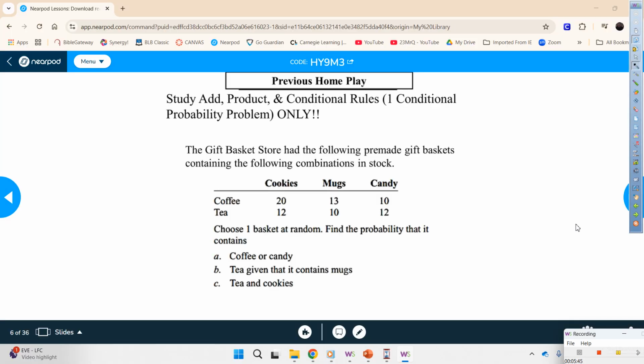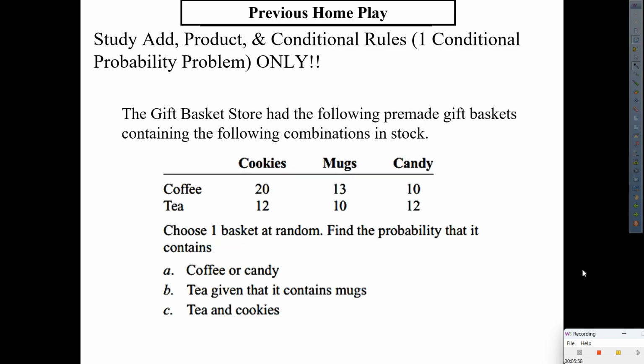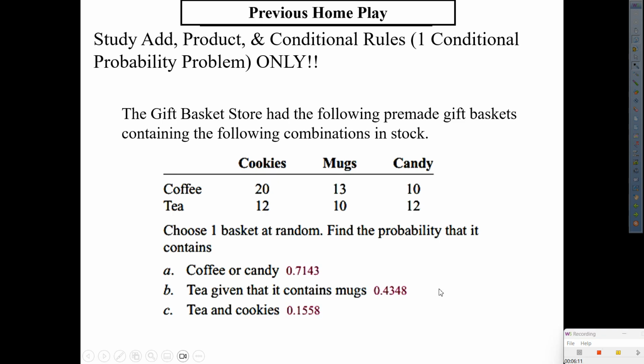Last night's home play is that one. Show your neighbor what you got for A, B, and C. Some of you got fractions, some of you got decimals. I just wrote the answers as decimals. Here are the answers to that. If you have fractions, divide them and see if you got something like that. Now, that home play is free from me to you, being that it's almost 14.